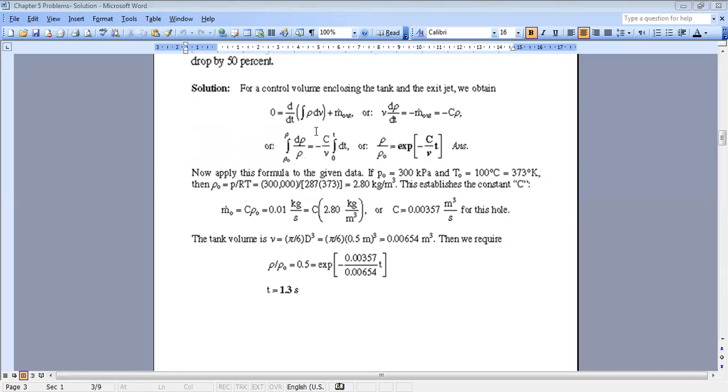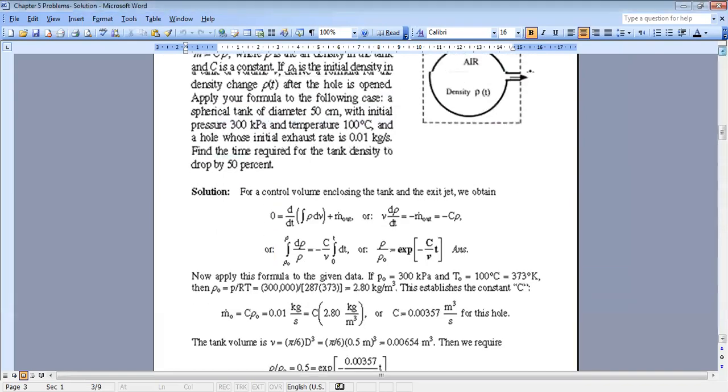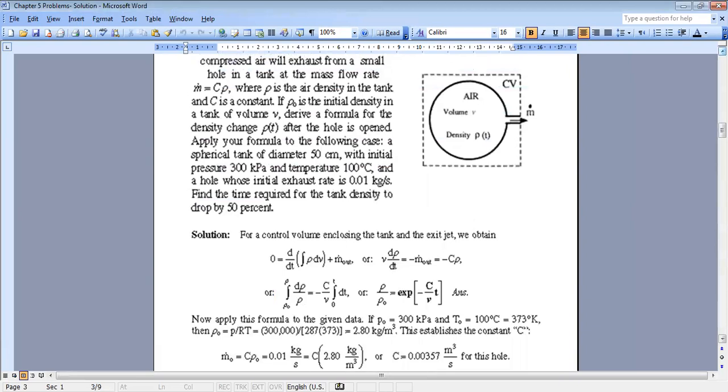As you can see, the integration of the first term will give you ln of rho, and the integration of the second term will give you t. So you can find that rho over rho 0 is equal to exponential of minus c over V times t. Now, we still have to find the constant c. C is not given. How to find it? There is one piece of information that we didn't use yet: the initial exhaust rate is given. The initial m dot out is given.